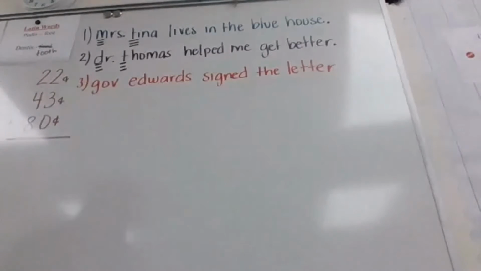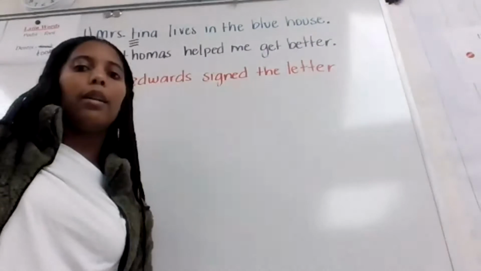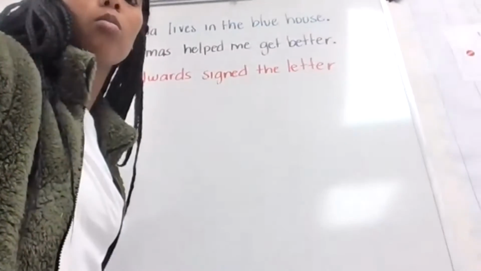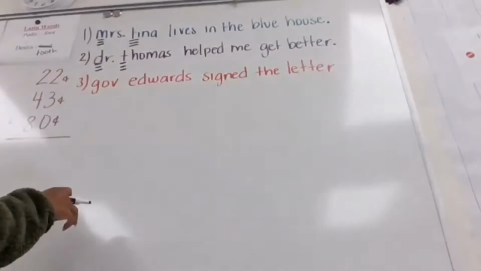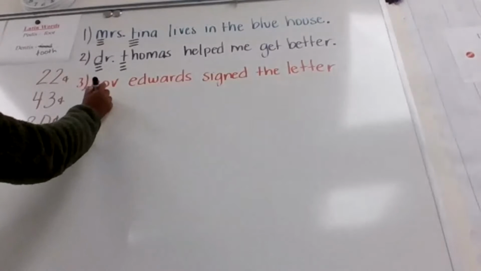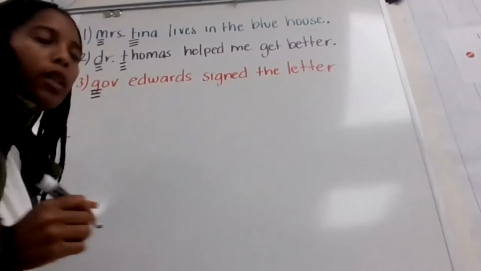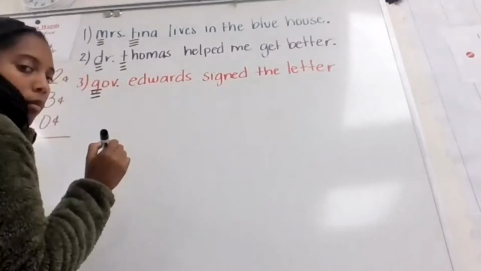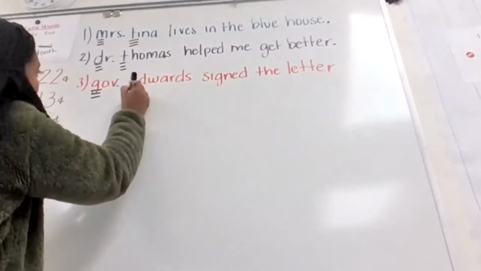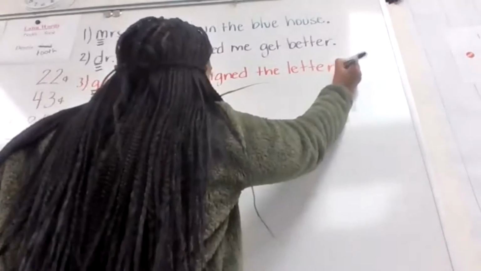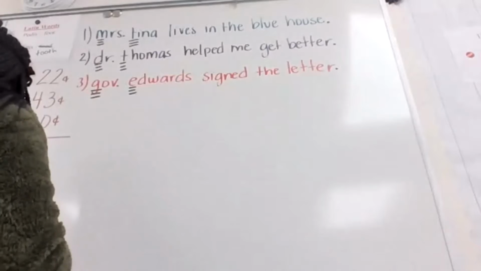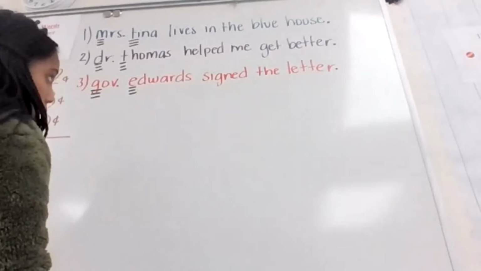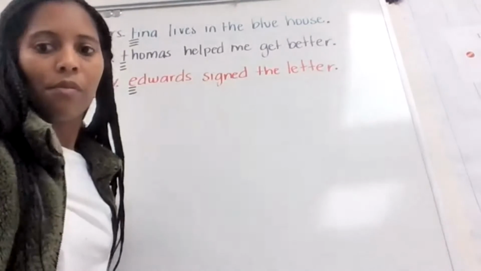Okay, number 3, Gov. Edwards signed the letter. Okay, Solomon. Capitalize the G in Gov. That's short for governor. Dot. Capitalize the E and put a period. And period at the end. Miss Florence, that's actually the same. Awesome.